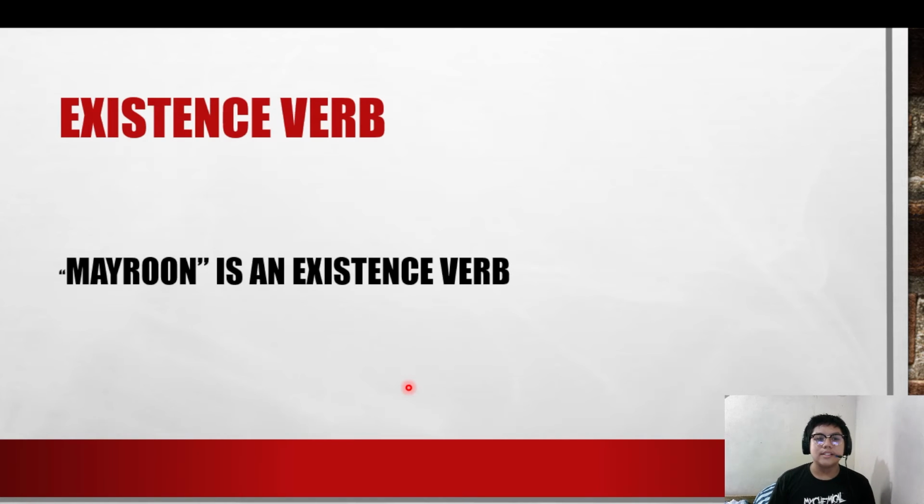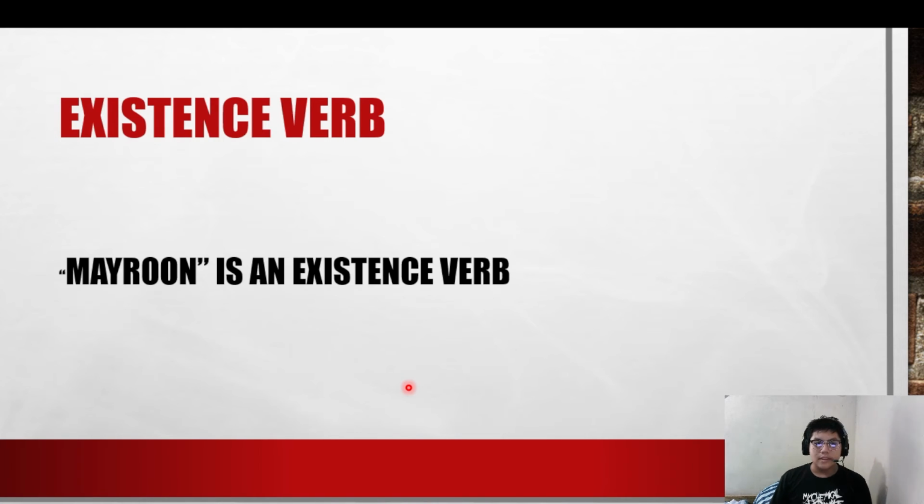So let's talk about the existence verb. Mayroon is an existence verb, meaning that you can't say that mayroon means "to exist." I don't think there's a direct translation for this, but the closest we can get is saying "there is," which is not a singular word, right? So the best we can do is approximate what mayroon means. It's an existence verb, right?